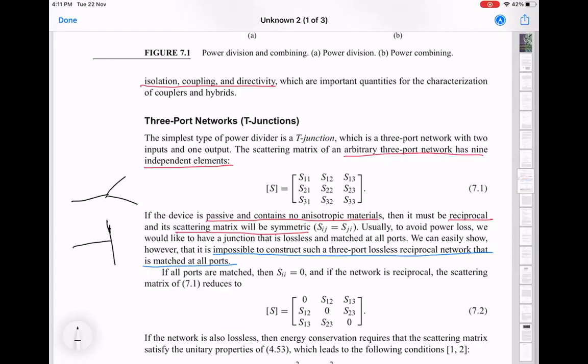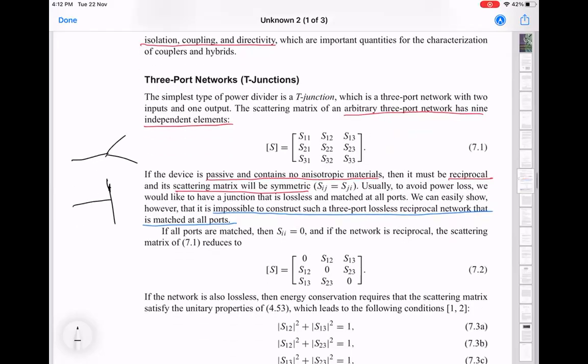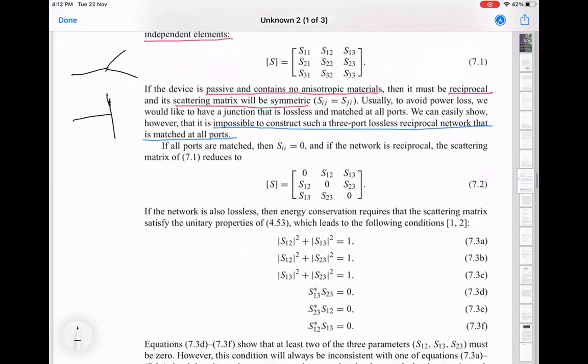If it's a 3-port system, you don't want any power loss, which means output power is equal to input power. You would like it to be reciprocal because you're constructing it out of maybe standard passive components. And then you, of course, want all of them to be matched. So this section basically does the math. I mean, we can sort of quickly see it.